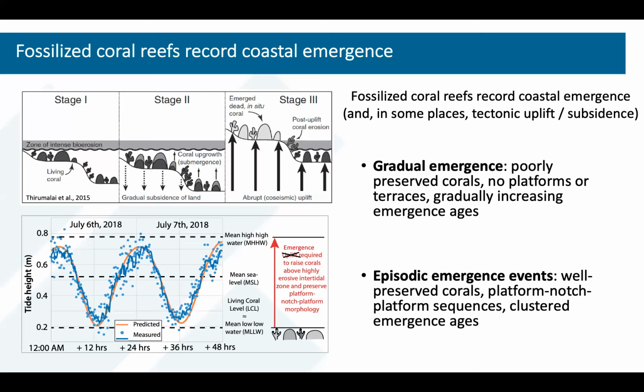Just to get a handle on the absolute magnitude of this emergence that we think would produce these coral platforms, we put a tide gauge out at our base station while we were sampling. And these are our results from the tides, which show that we have a mean tidal range of about 60 centimeters. So we think we need at least about 60 centimeters of rapid emergence to bring these corals above the intertidal zone and preserve them.